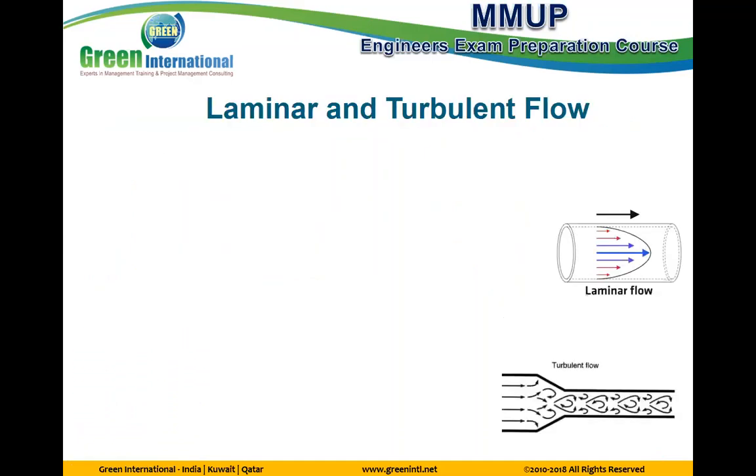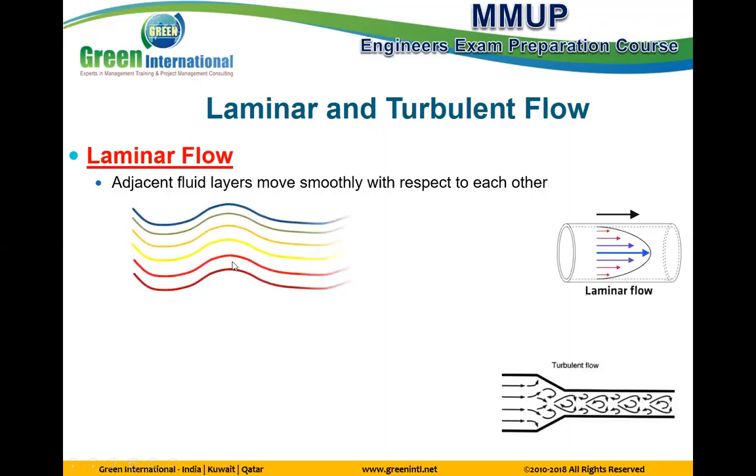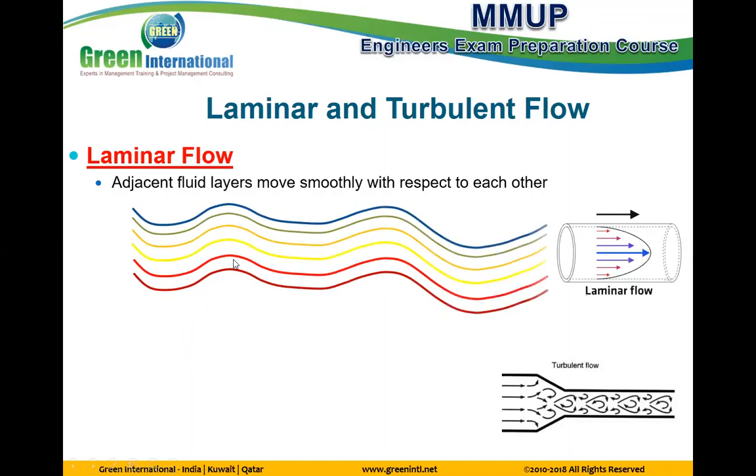Laminar and turbulent flow. We start by describing what laminar flow is. Laminar flow moves all together, all layers coherent. Adjacent fluid layers move smoothly relative to each other. For example, this is straight laminar flow, this one is zigzag, but still all moving together smoothly with respect to each other. What is turbulent flow?